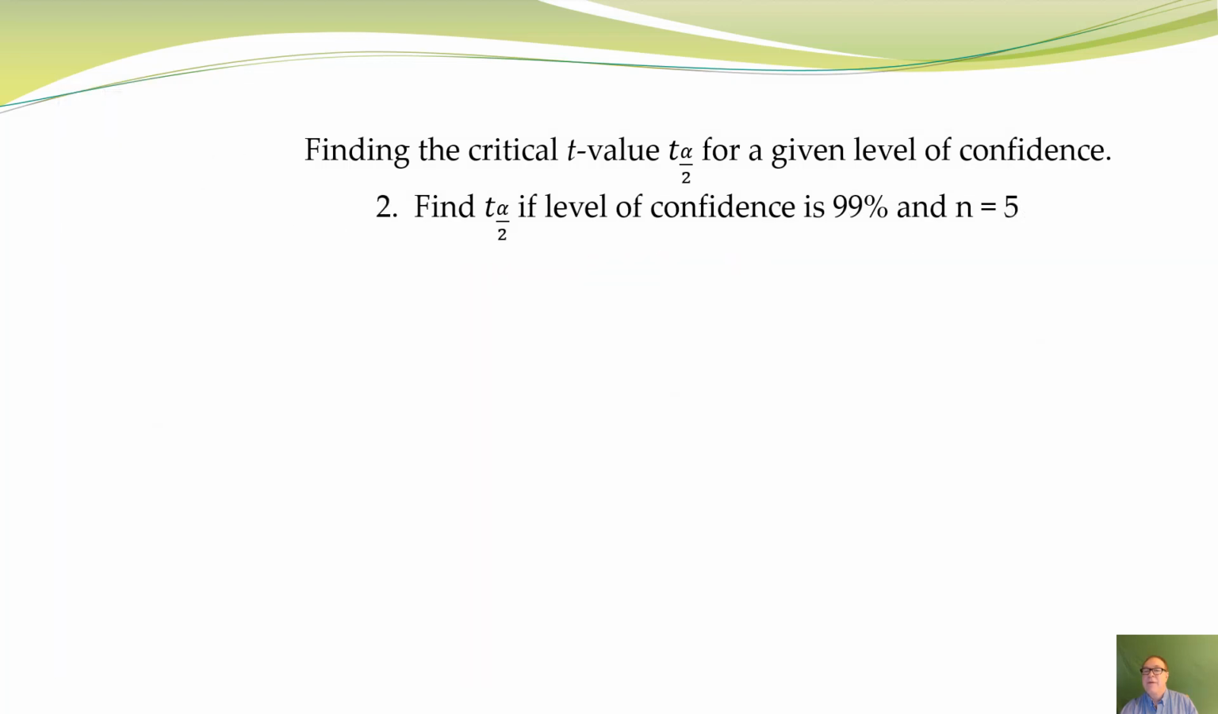Now, what about when the level of confidence is 99%, n is 5? Well, alpha is going to be 0.01. T sub alpha divided by 2 turns out to be t sub 0.005, so the area to the right of t is 0.005. Degrees of freedom, 5 minus 1 is 4.